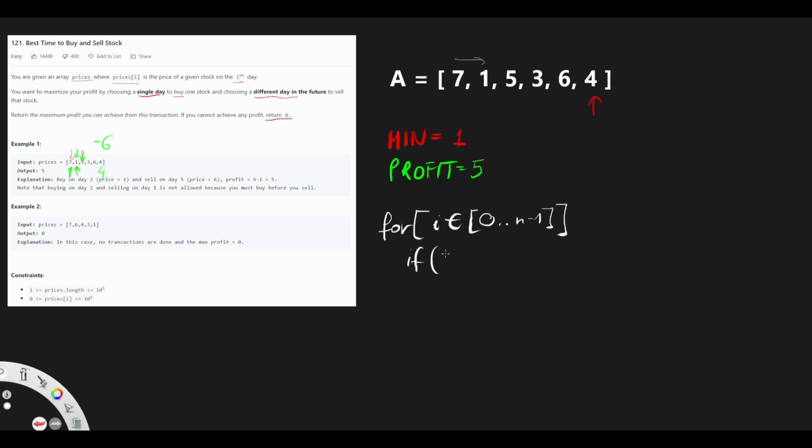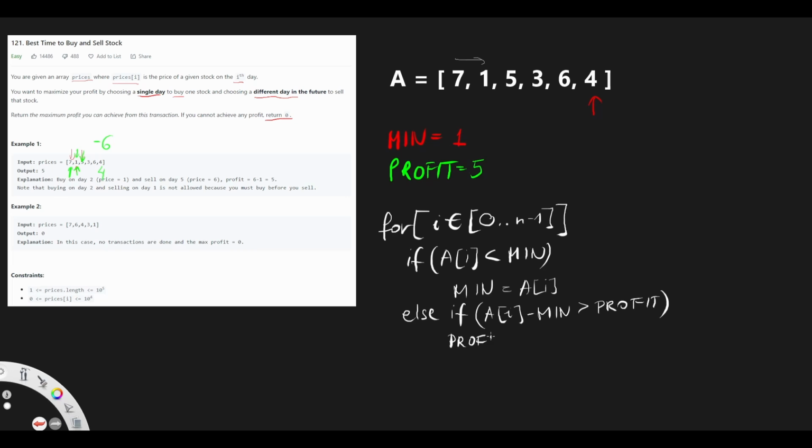And if our current value at A[i] is lower than the minimum, then we replace minimum with A[i]. Else, if the value that we calculated turns into a profit, so A[i] minus the minimum is bigger than the current profit, then we replace the profit with this value. The time complexity for this algorithm will be big O of n, because we only iterate through the array once and we make sure that we don't touch any unnecessary elements.